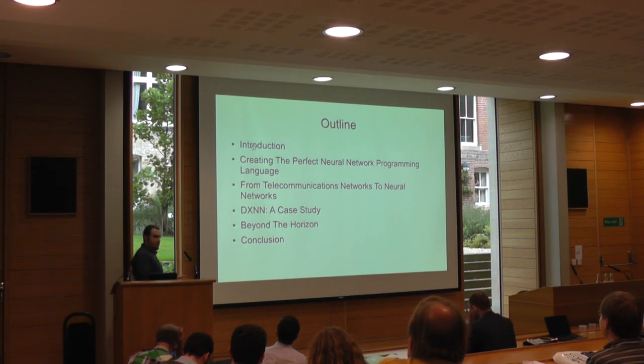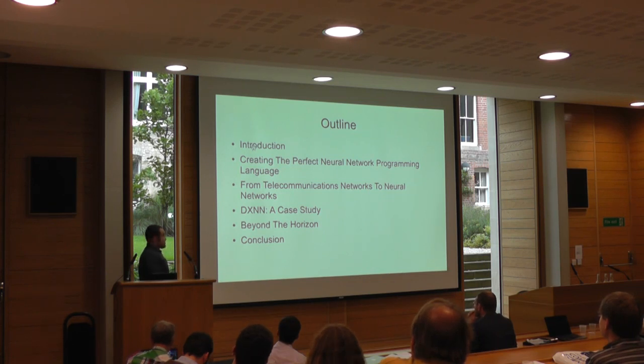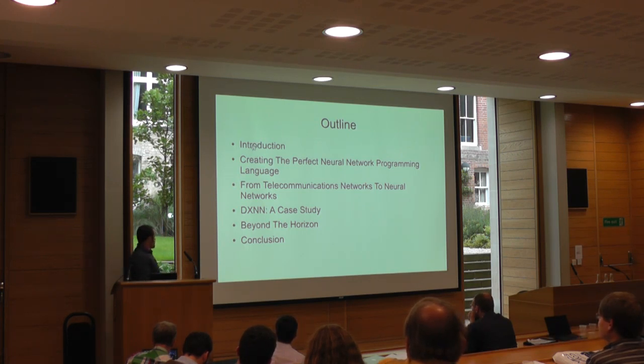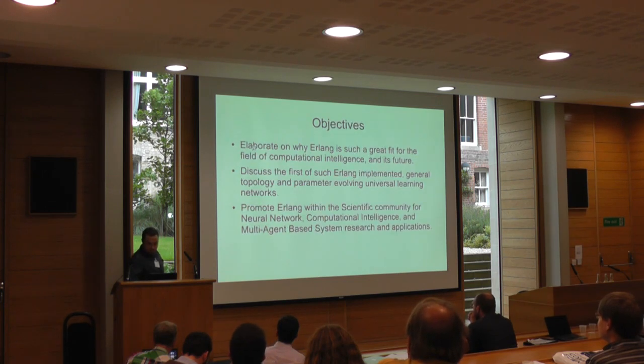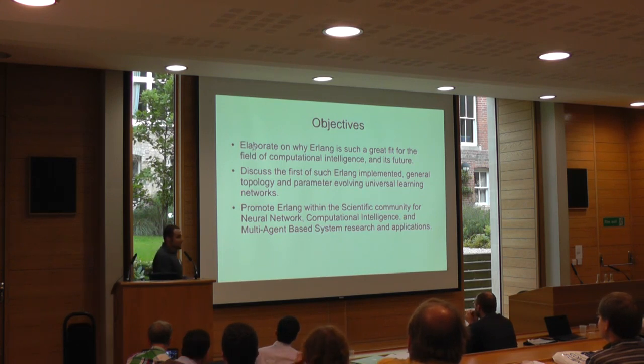Right, so I'm going to first briefly introduce neural networks. Then, as I said, discuss how we create a perfect neural network programming language. Then discuss Erlang, which was created for communications networks and is now to be used with neural networks, and then provide a case study and what the future should hold for this kind of system. The objectives are to elaborate on why Erlang is such a great fit for this research field, to discuss how we first implemented such a neural network-based system, and to promote the language within the field, because there are a lot of people using it.